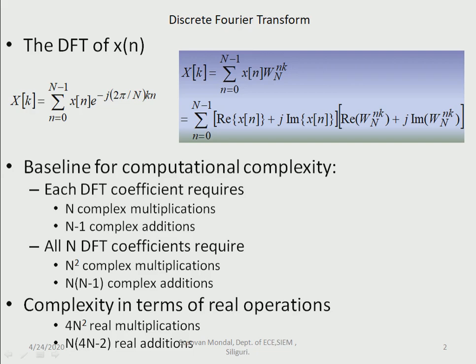Now as we know that for a direct computation for a single stage, n complex multiplications we have to do for one value of k, and n minus 1 complex additions. So if there are n values of k, we have to perform n square complex multiplications to calculate DFT and n into n minus 1 complex additions to perform direct DFT. Now the real number of multiplications will be 4n square in case of direct DFT and n into 4n minus 2 real additions. These all things we have already discussed in our previous video.